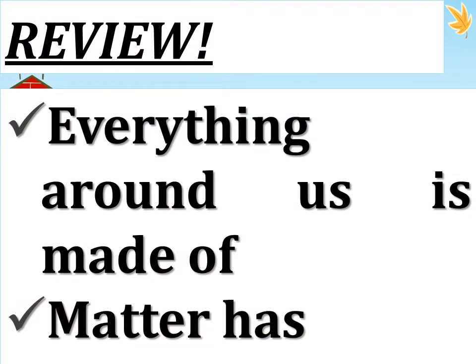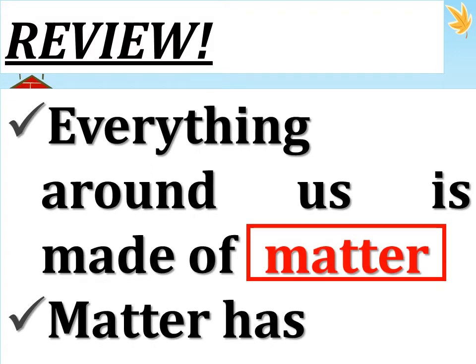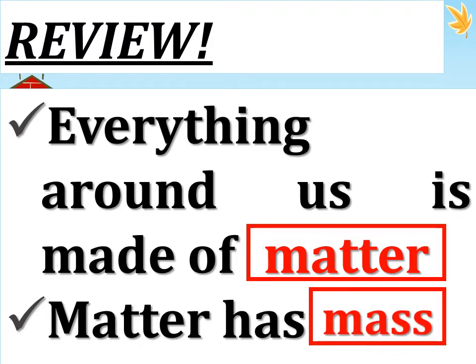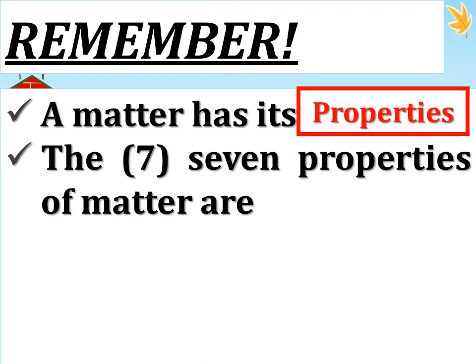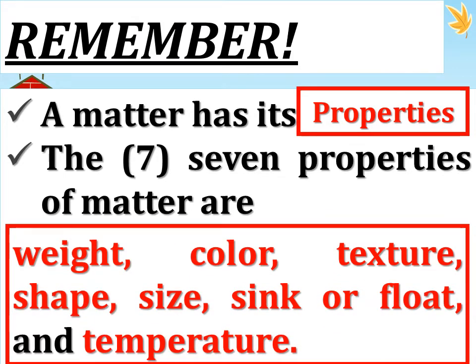Now let us continue. Everything around us is made of what? Great! Made of matter. Now, matter has what? The reason why everything is light or heavy? Great! It's mass. A matter has its what? Properties. Excellent. Then, the 7 properties of matter are? Do you still remember them? Very good. We have weight, color, texture, shape, size, sink or float, and temperature. Great work!